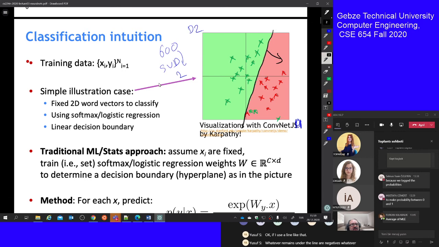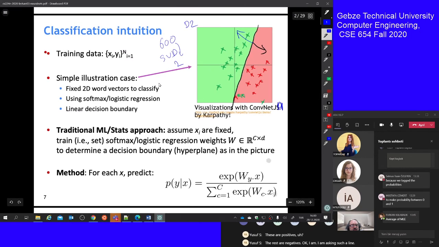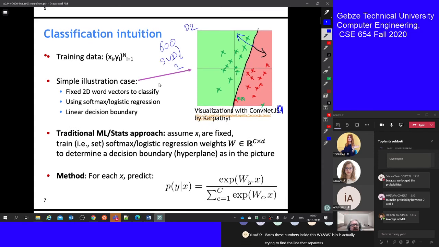Whatever is over the line are positives. These are positives. The rest are negatives. Okay, I am after such a line. This softmax is drawing that line actually. The task of this softmax, the task of finding these weights, these numbers inside this WY and WC, is actually trying to find a line that separates this space into 2.